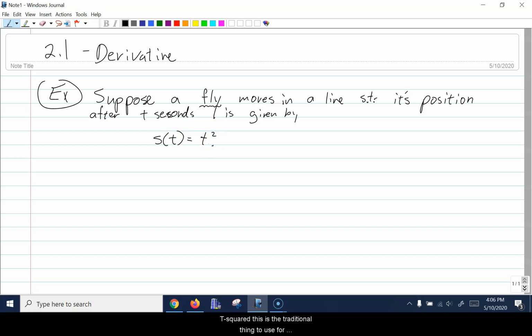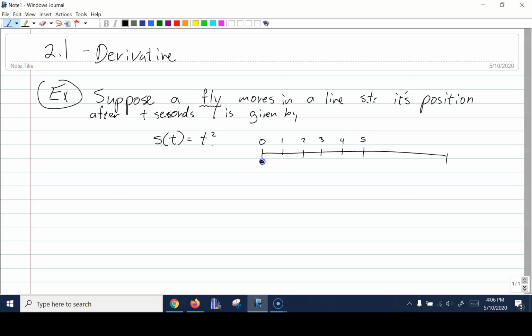S is the traditional thing to use for position, which is annoying because we're about to talk about speed, and S doesn't want to be speed. Yeah, so there's like a ruler, right? And 0, 1, 2, 3, 4, 5. The points on the ruler are measuring space, but they don't measure time.